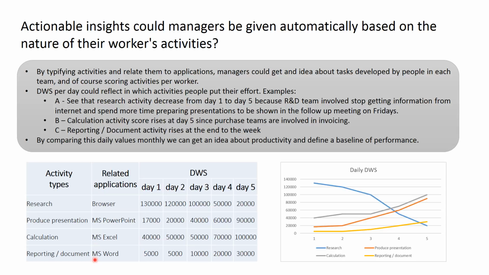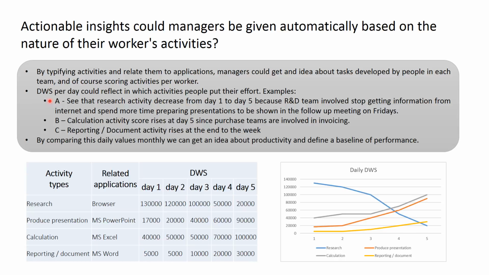So in that case, we can say that DWS per day could reflect in which activities people put their effort. We have these columns that represent the DWS per day. We can say that day 1 represents Monday, and day 5 represents Friday. Let's see some examples and try to understand a little bit more.